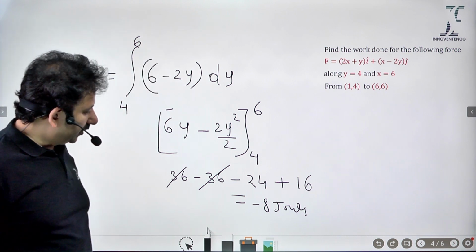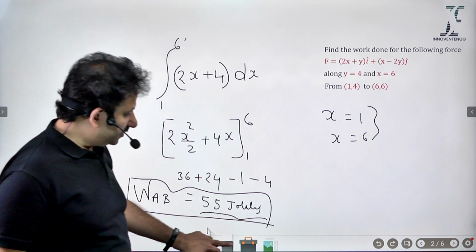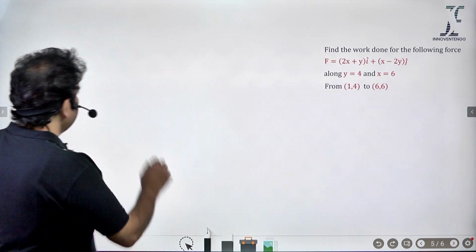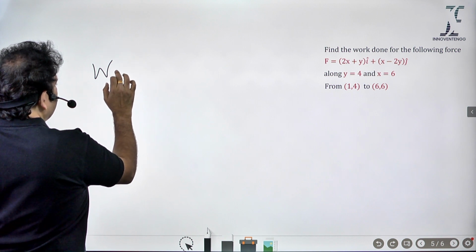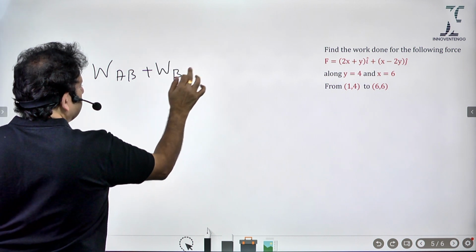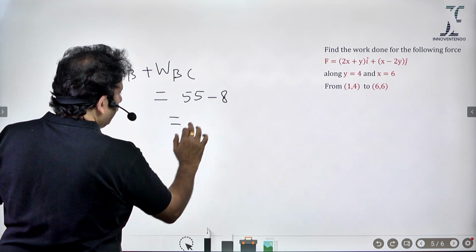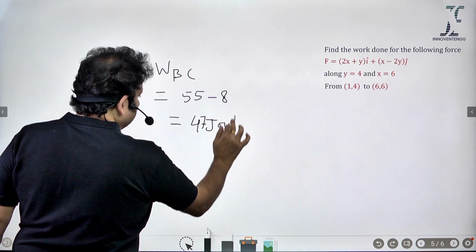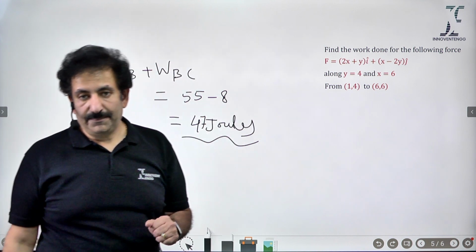All right. So what did you get for AB? For AB, you had got 55 joules. Now for BC, I have got minus 8 joules. So what is the total work done? And remember, work done is a scalar quantity, right? So this is W_AB plus W_BC. So that is 55 minus 8. So how much are you going to get? 47 joules, attributing the unit of joules, assuming force in Newton and displacement in meters.